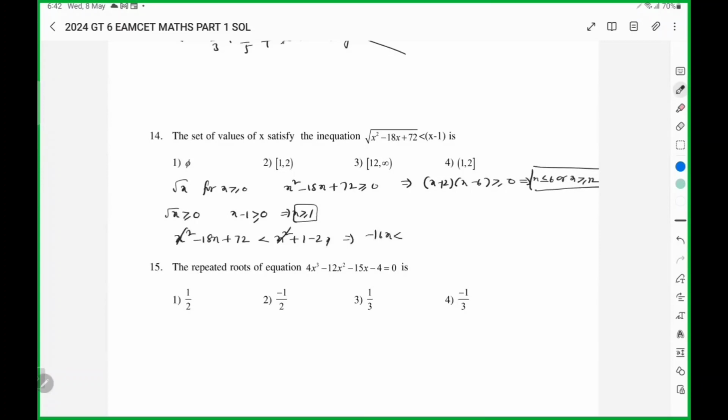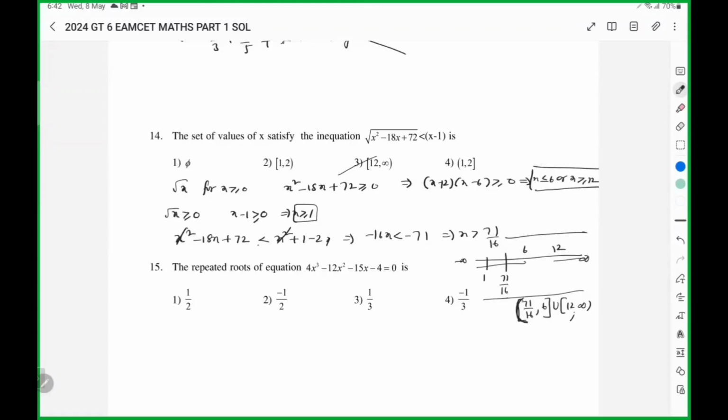Minus 16x is less than this, x greater than 71 by 16. So one is minus infinity to 6, the other is 12 to infinity. The other is greater than 71 by 16, it's 4 point something, and another is x greater than 1. Common part is 71 by 16. The inequality is the open interval to 6 closed union 12 to infinity. But among the given options, this is there.